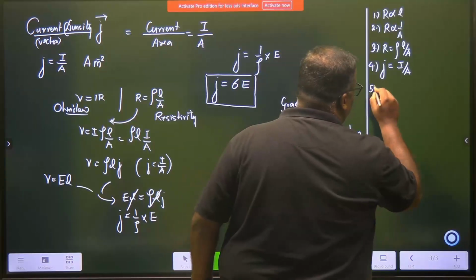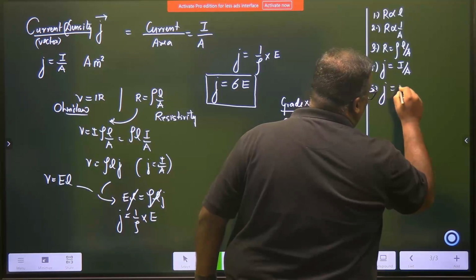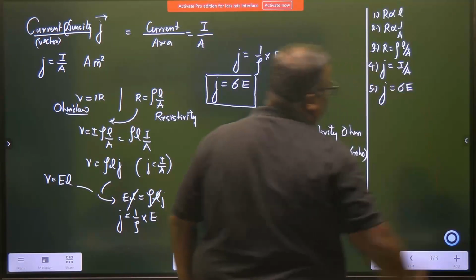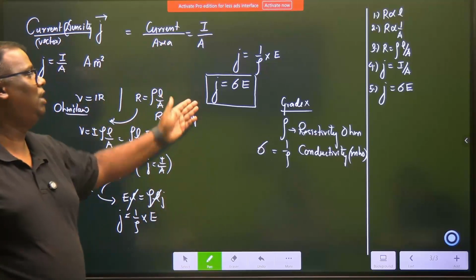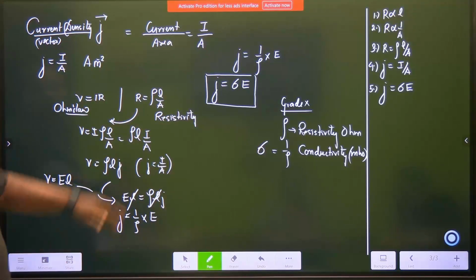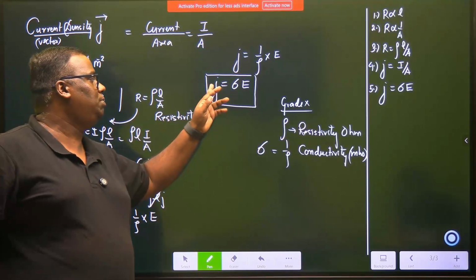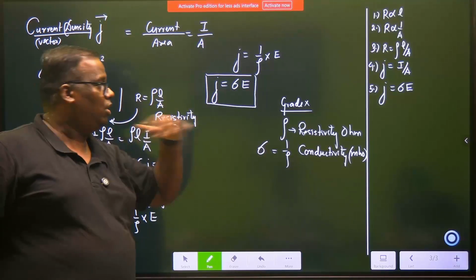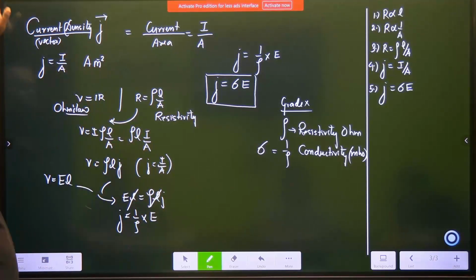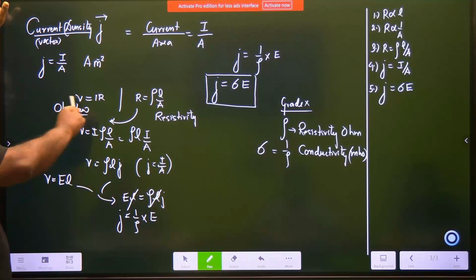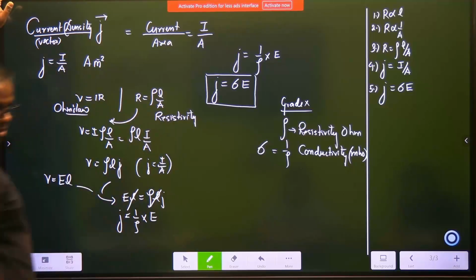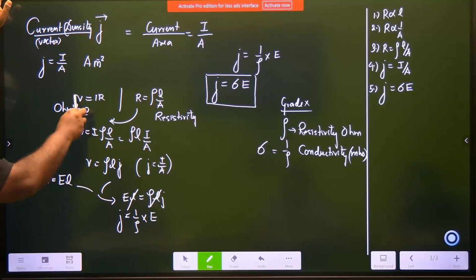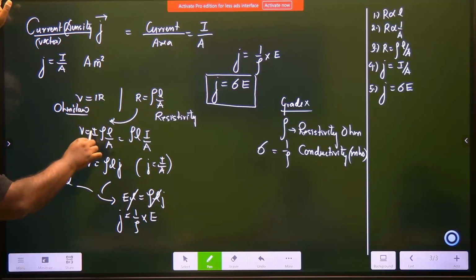So this is another expression that we need: J is equal to sigma times E. And from here you can get the unit of sigma also; sigma's unit will be J divided by E. So you can note this down. Before you note down, once again, J is I upon A. V is equal to IR as per Ohm's law, and R is equal to rho L by A. So I take V, I retain the I, and I put in the R from this value.